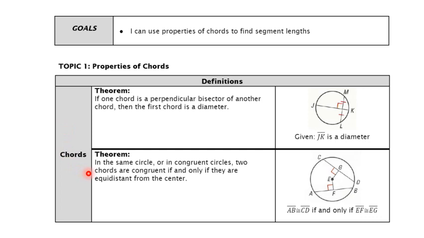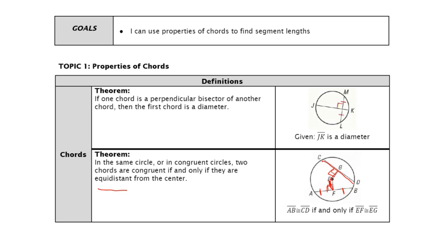But the big property we're going to see is when we're talking about two chords that are congruent. So when we talk about finding the distance or the length, or when we say they're equidistant from the center, we talk about from the center to the middle of the chord, and it makes a right angle when we go to the midpoint of the chord. So that perpendicular distance is making a right angle.